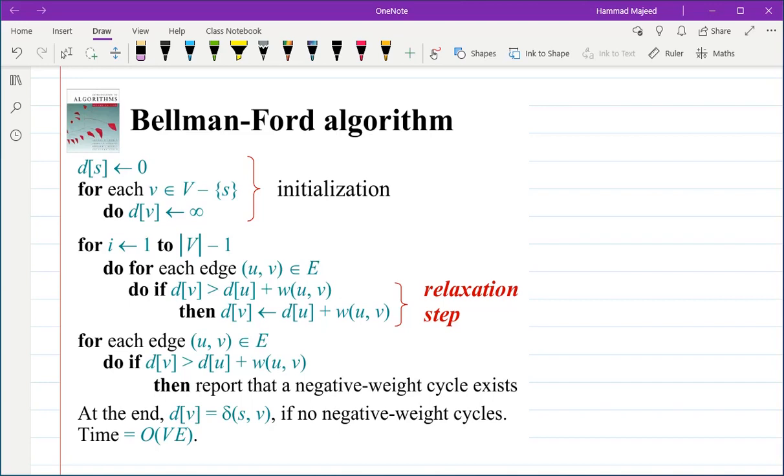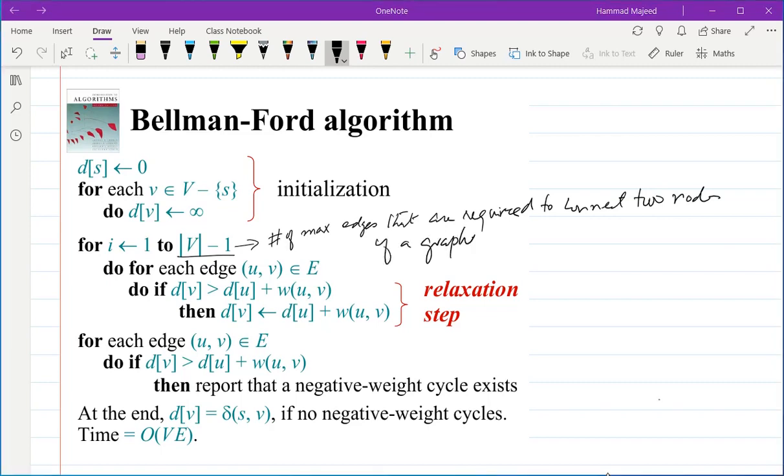Okay, we will discuss Bellman Ford algorithm again, and this is a recap of the previous lecture. If you remember, we talked about the number of iterations Bellman Ford will do, which is in this case V minus 1, the number of maximum edges that are required to connect two nodes of a graph. So in this case, this is the maximum number. Remember that this is a worst case scenario, and I have discussed that in the last lecture.